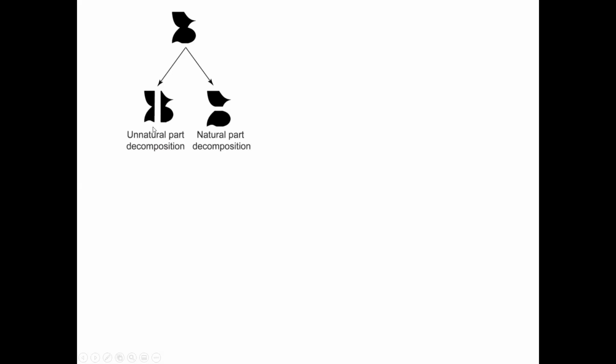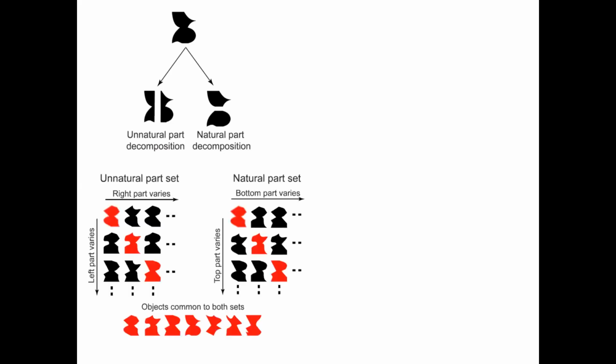And of course, there's been some psychophysical evidence showing that objects are indeed decomposed into specific parts. But we wanted to find out whether this happens automatically in a visual search situation. So how do we go about answering this question? Well, we created two sets of objects, okay? In one set of objects, the left and the right parts were changing. In the other set of objects, the top and the bottom parts were changing. And we designed these two sets of objects such that the diagonal of these two sets are exactly the same. Okay, so these are the objects common to both sets.